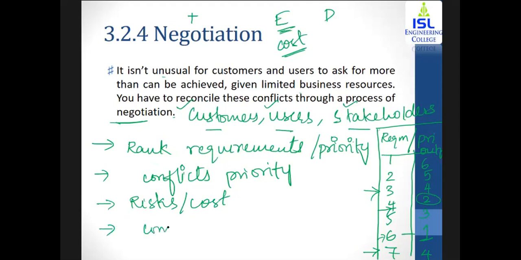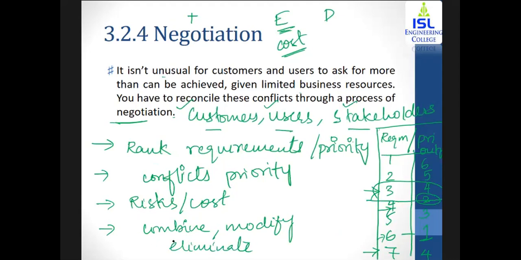You can combine them: if the requirements are similar, you might combine the requirements and make them one. You can modify it, or you can completely eliminate. That is, you can implement the seventh one and completely remove the fourth requirement. So you're going to combine, modify, and eliminate requirements so that all of these parties, the customer, user, and stakeholder, achieve some level of satisfaction. That is what happens within the negotiation phase.